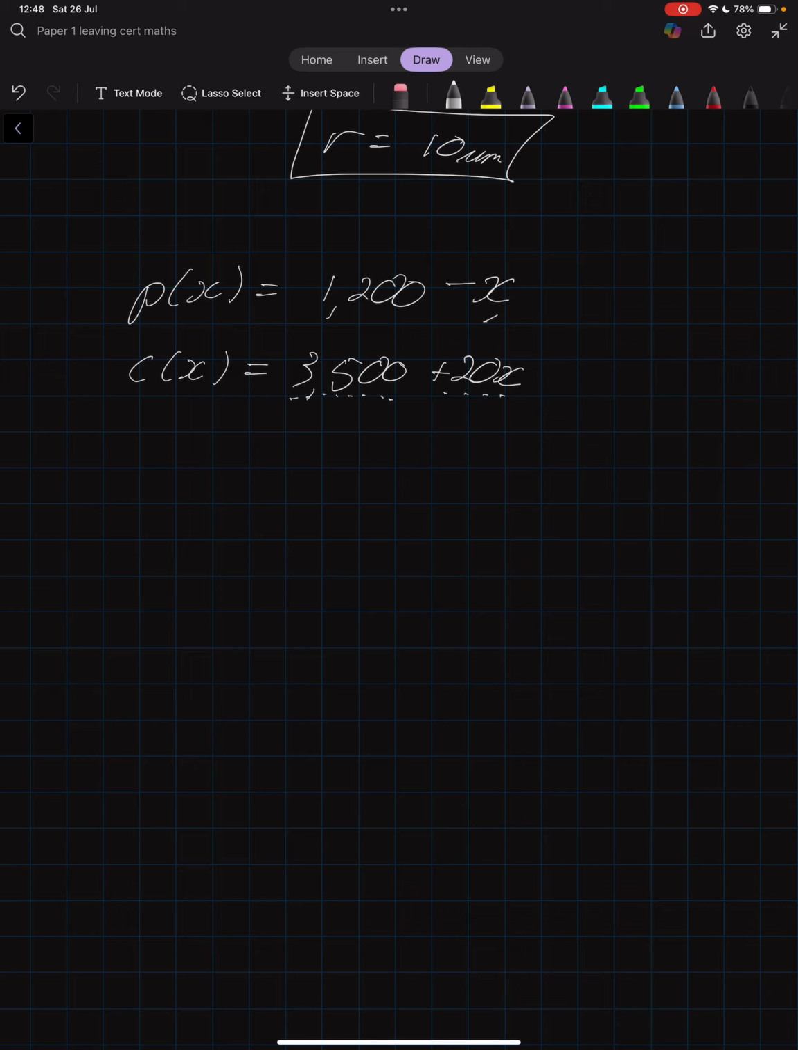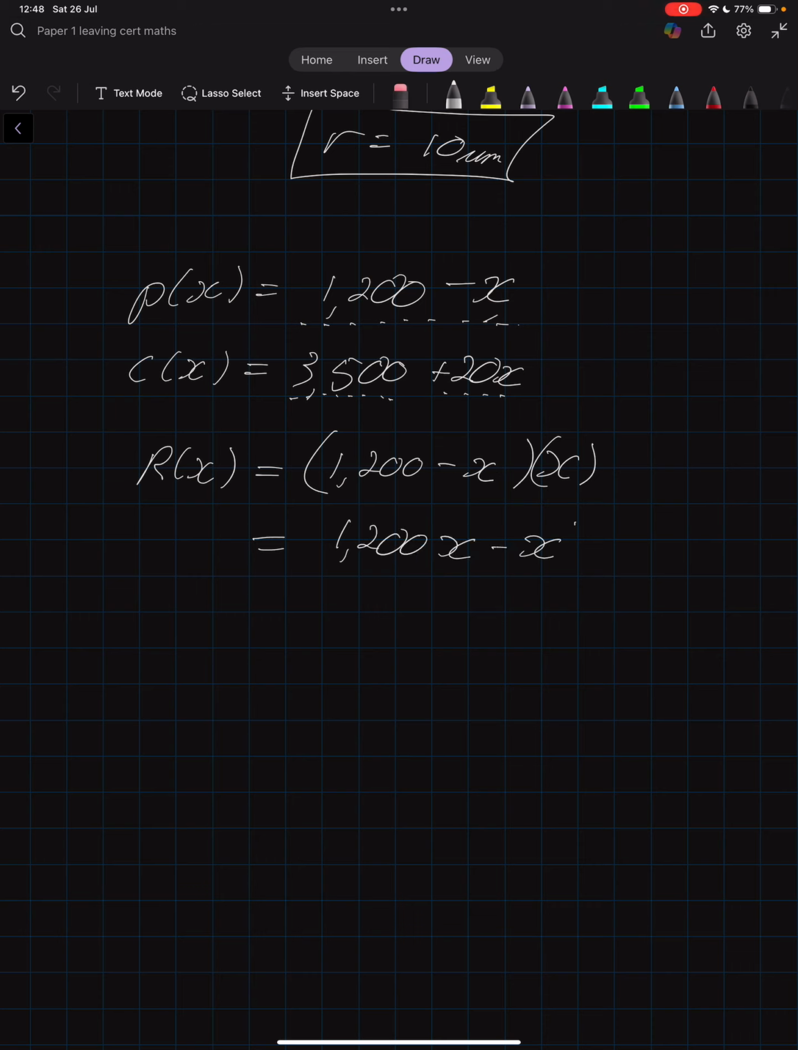Okay, so it says find R of X, the total revenue. So the revenue is just saying, okay, well, how much money do you actually make? So let's say you sell X computers, how much do you make? Well, that's how much you're selling them for. And if you sell X of them, then you take in that amount of money. So it's just 1,200X minus X squared. So that's how much money you take in. So hopefully that makes sense. So remember, this is per computer.